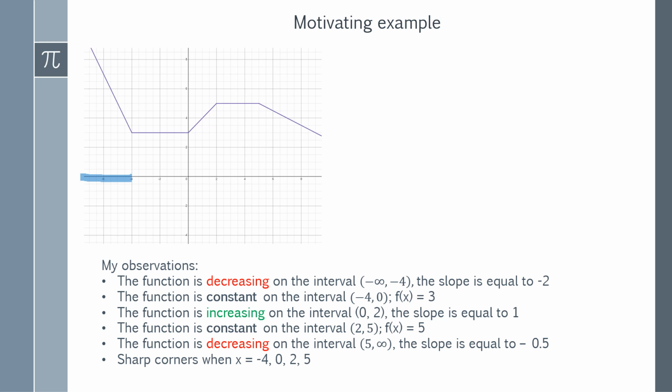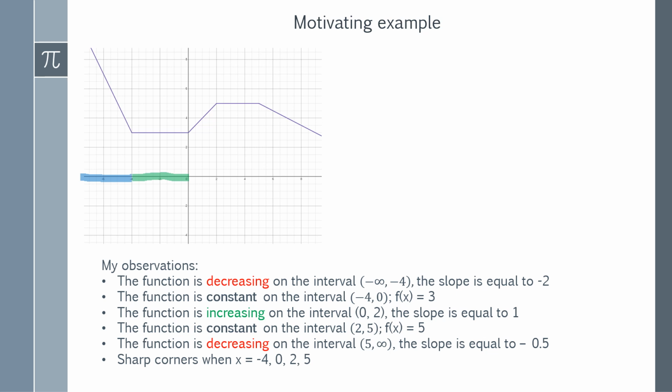Okay, what happens on the interval from -4 to 0? Well, that is where our function is constant, and it is equal to 3. And what can we say about the behavior of this function on the interval from -4 to 0? Well, it's not changing. That's what constant means. It is taking the same value for all x between -4 and 0.